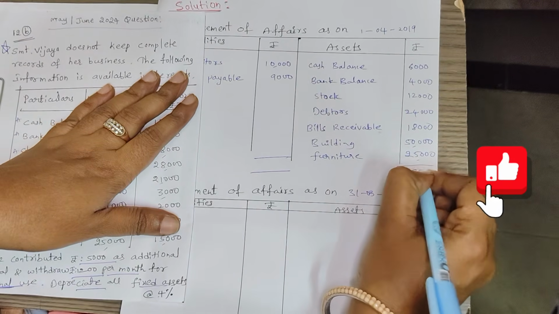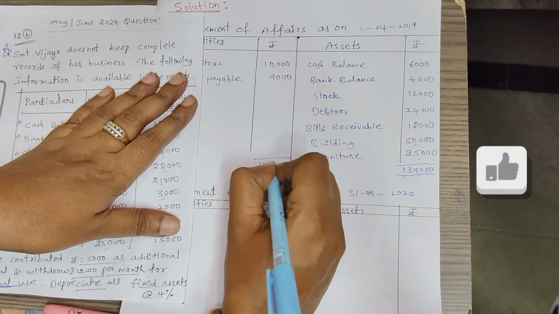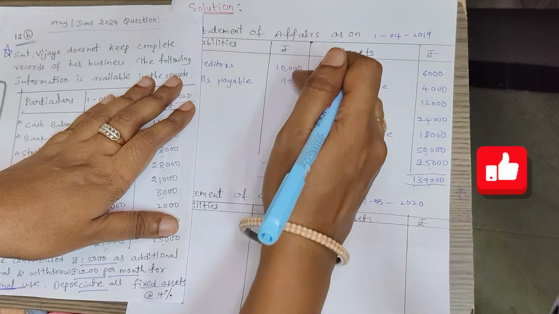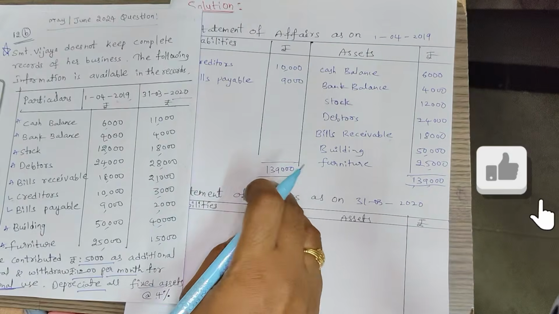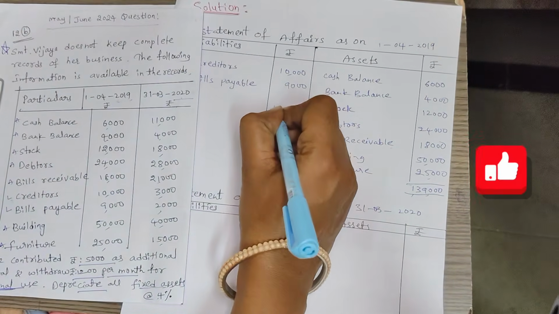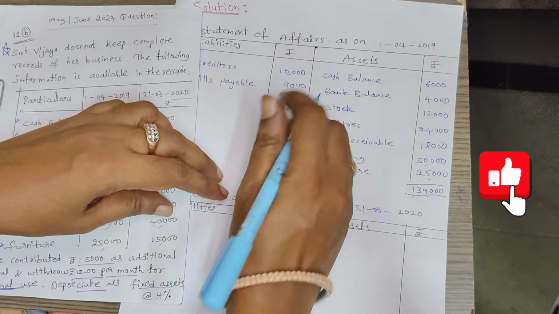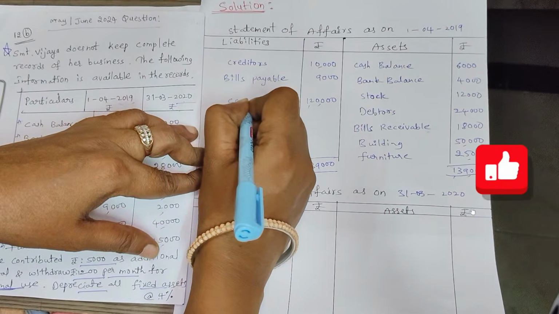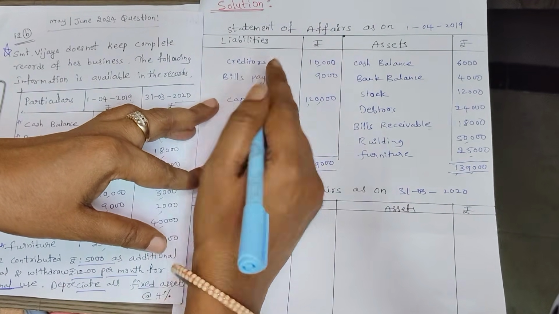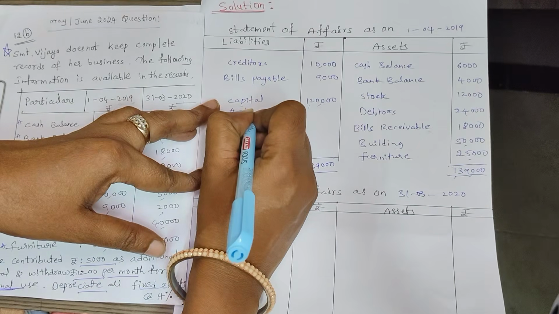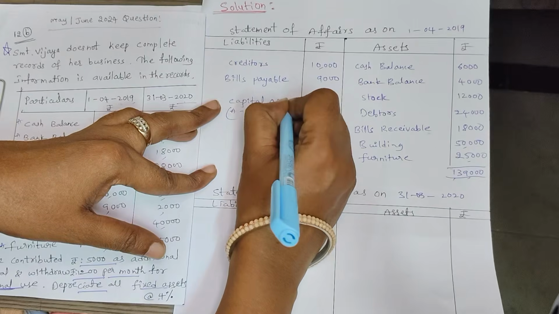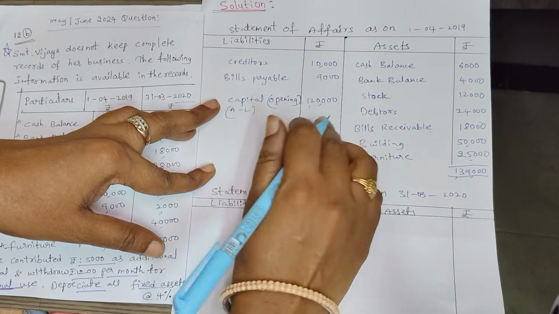So 1,39,000 here. Here also 1,39,000. And from 1,39,000 deduct this 10,000 and 9,000. Total 19,000. So 1,39,000 minus 19,000, 1,20,000. So what is this 1,20,000? Capital. How to get this capital? From assets, you need to deduct liabilities, then you will get capital, because assets minus liabilities, that is called capital. And this is the opening capital.